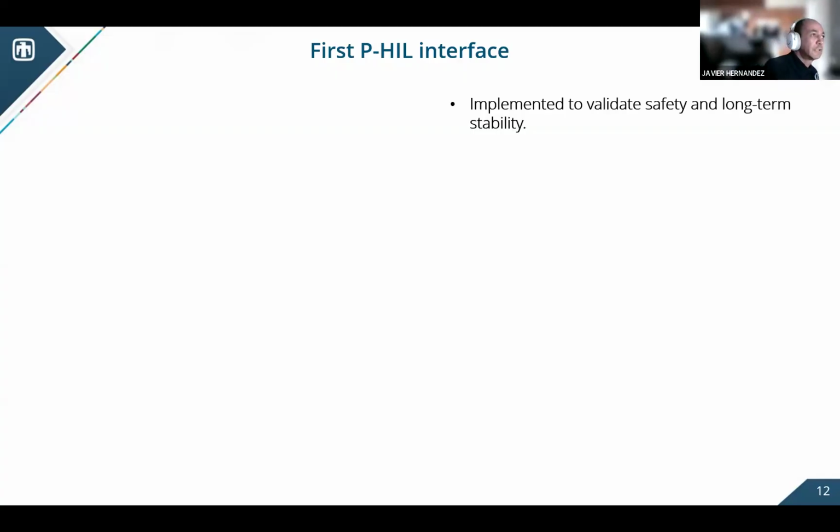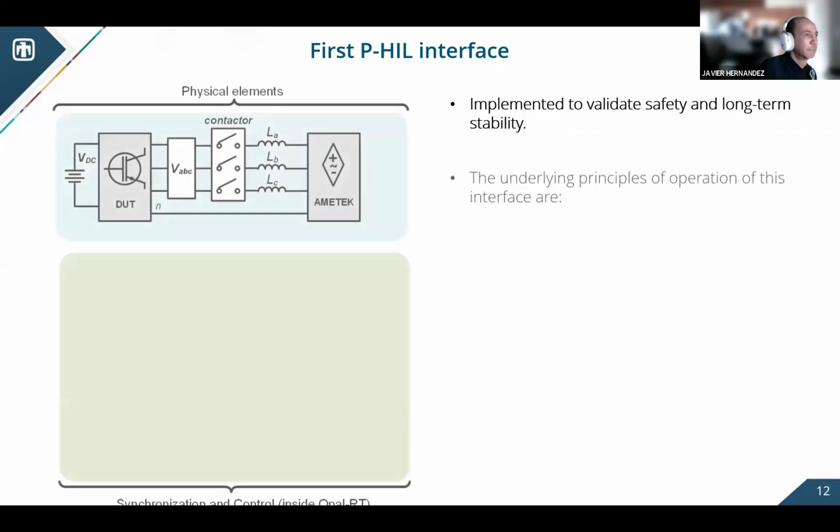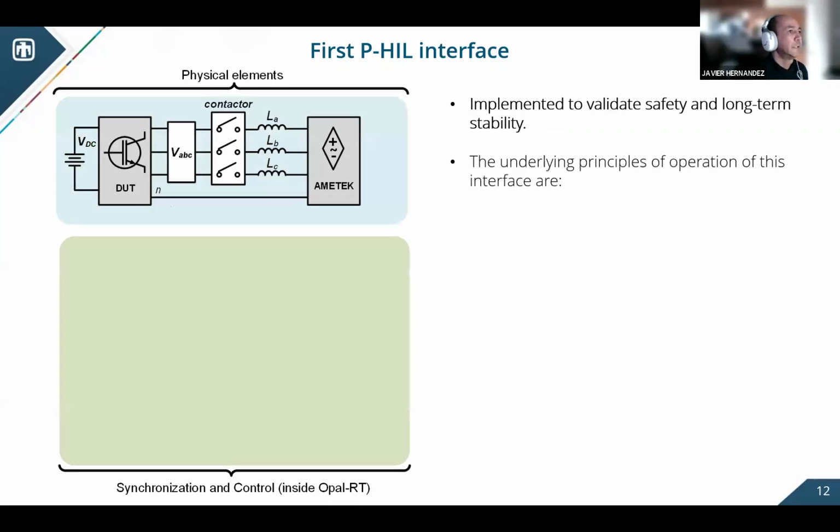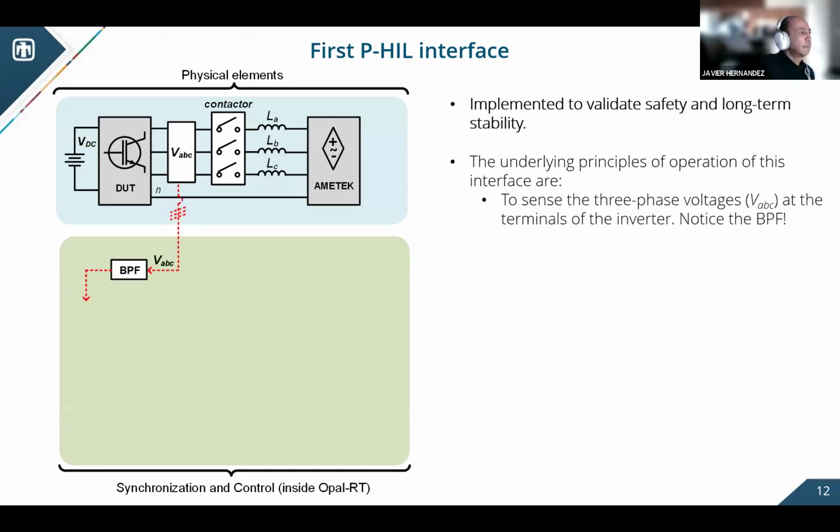So for our first P-HIL interface, it was just to validate safety, long-term stability, but also synchronization and the initial transient on the initial interconnection, okay? So the underlying principles for this very first P-HIL interface are, again, we sense the voltages on the terminals of the inverter. Notice the use of that bandpass filter. It comes in handy later on.